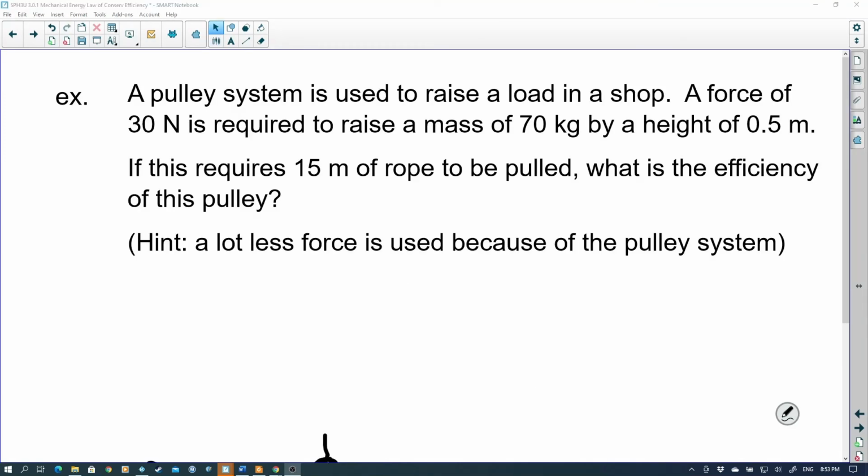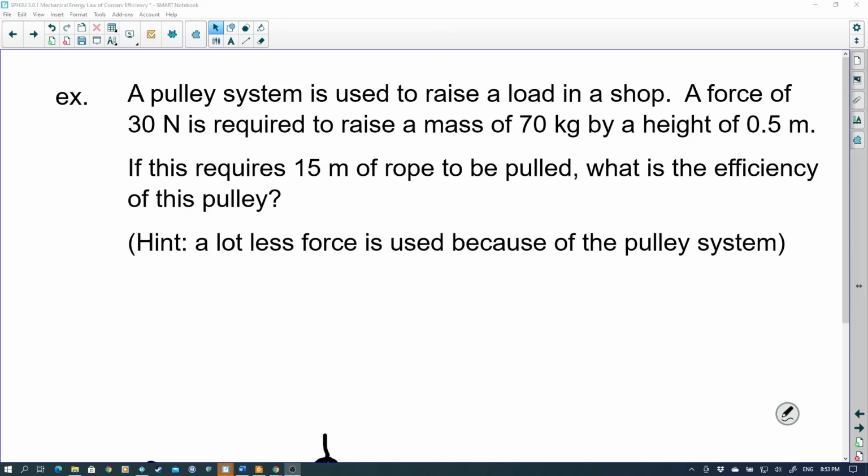Let's look at another problem. A pulley system is used to raise a load in a shop. A force of 30 newtons is required to raise a mass of 70 kilograms by a height of 0.5 meters. If this requires 15 meters of rope to be pulled, what is the efficiency of this pulley?